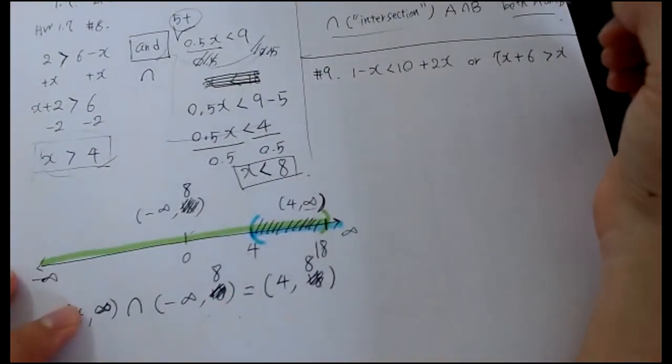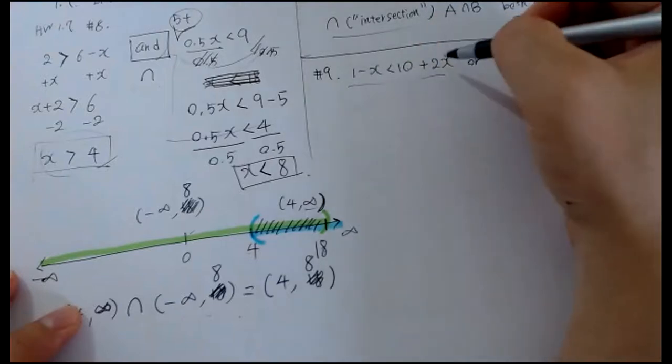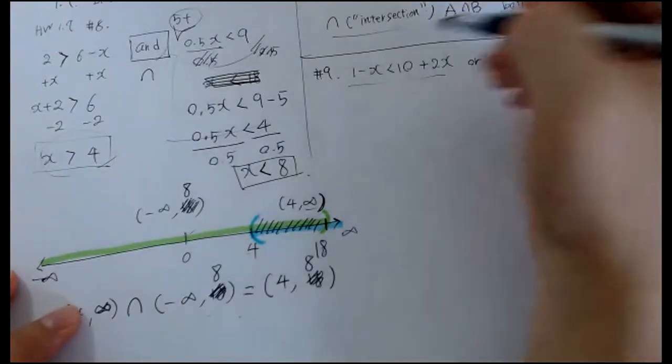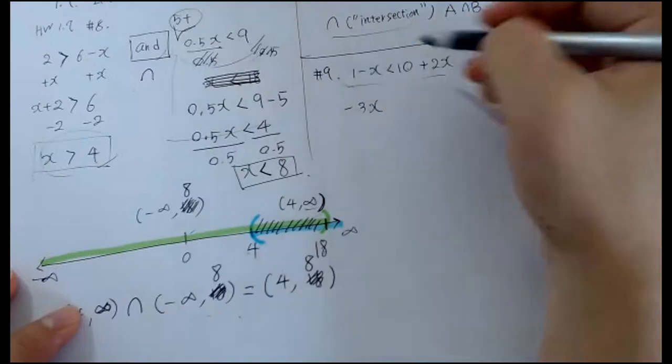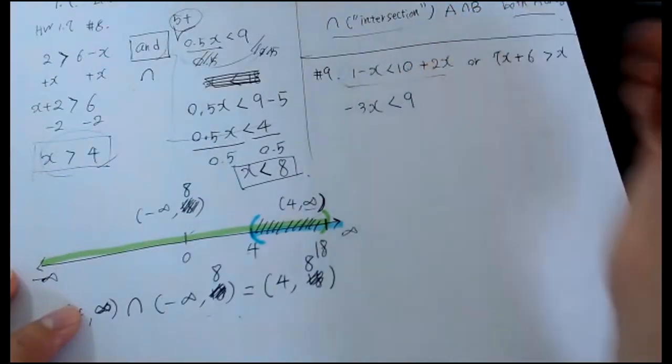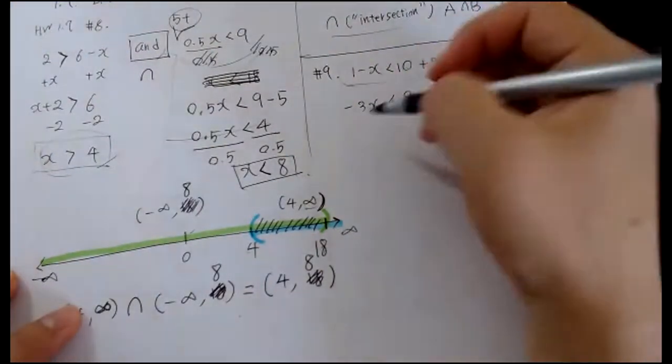So what are we going to do? I'll subtract 2x on both sides, okay? So then we're going to get negative 3x. And then I'll subtract 1 on both sides, so we're going to get 9 on the right-hand side, okay? And then we divide by negative 3.